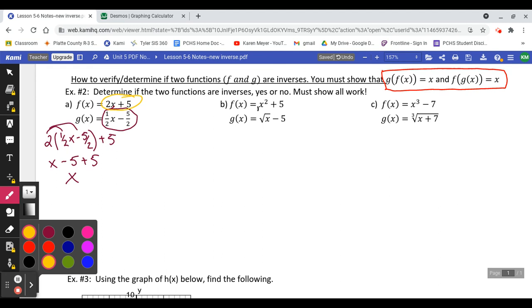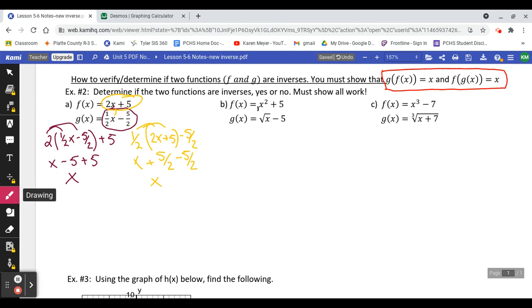So now let's do it the other way. Let's take the top one and plug it into the bottom one. So 1/2, open my parentheses, 2x plus 5, close my parentheses, minus 5/2. Distribute, and I get x plus 5/2 minus 5/2. And those cancel out, leaving me with just x. So both times they simplify down to x. So I would say, yes, these two are inverses.